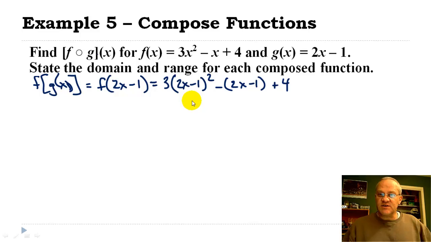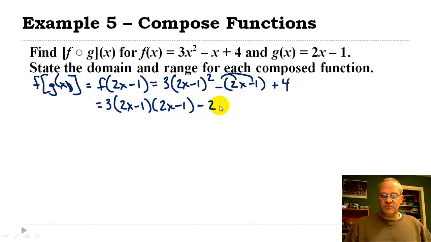Did you say write it twice and FOIL it? That is correct. So we've got 3 times (2x minus 1)(2x minus 1), we'll FOIL that. Distribute this negative here, let's just go ahead and do that, get that out of the way. Minus 2x plus 1. Negative times the negative is plus 1. And then we have plus 4 here at the end. So now I just have to FOIL these together, then distribute that 3. Don't forget about that 3 out front.